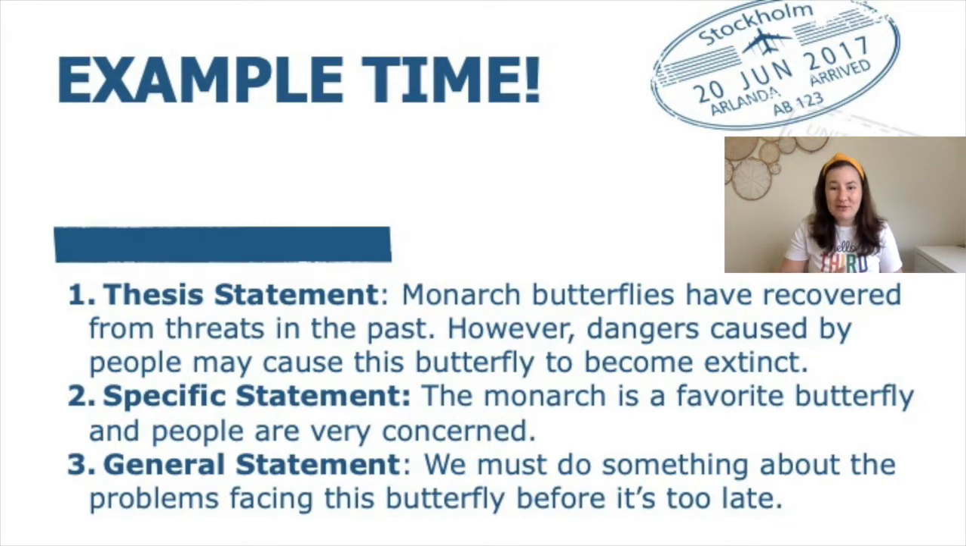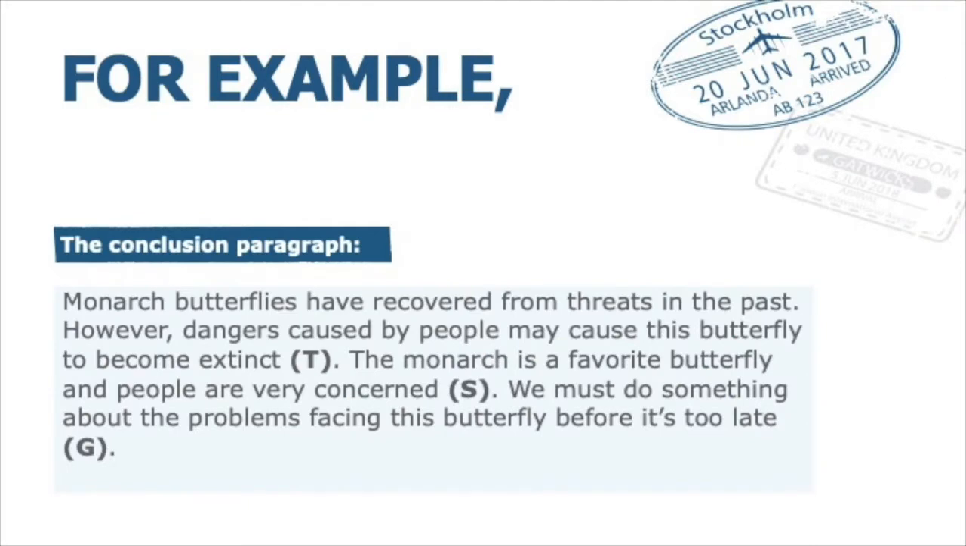So now that we've seen an example of what each of those sentences are, I'm going to go ahead and put all of those sentences together and read the conclusion paragraph. Monarch butterflies have recovered from threats in the past. However, dangers caused by people may cause this butterfly to become extinct. The monarch is a favorite butterfly, and people are very concerned. We must do something about the problems facing this butterfly before it's too late. Okay, now it's time to do some work together.